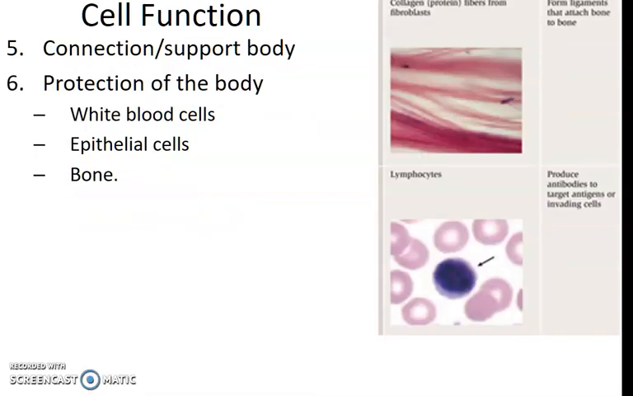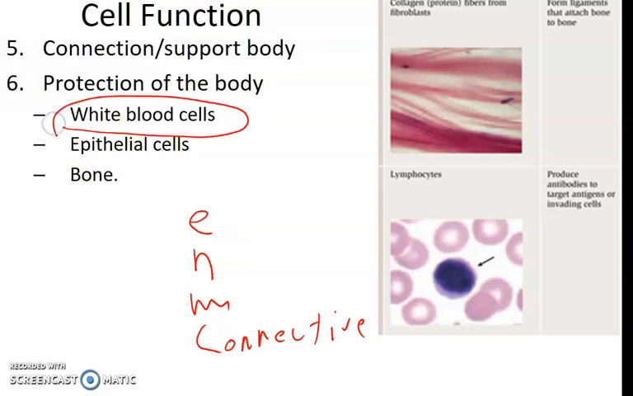And it connects and supports the body. Which of our 4 cells would that be? Epithelial, nervous, muscle, or connective? That's right, connective. And it protects the body. White blood cells. They fight off infection. Well, what kind of tissue would that make? I don't know. Epithelial cells. Your skin is a protective boundary. It keeps bad guys out and your insides in. Bone, your skull, it protects you. What kind of tissue would bone be, do you think? It connects things, so it must be connective.